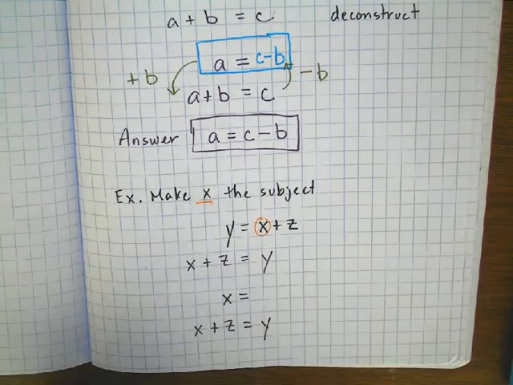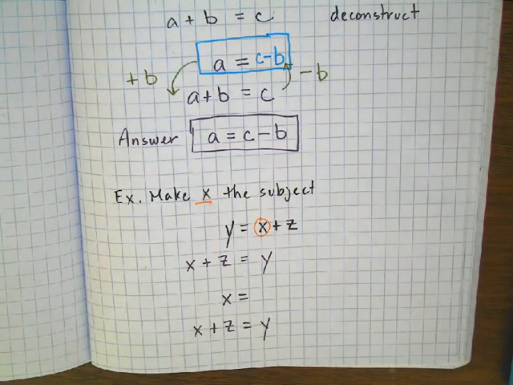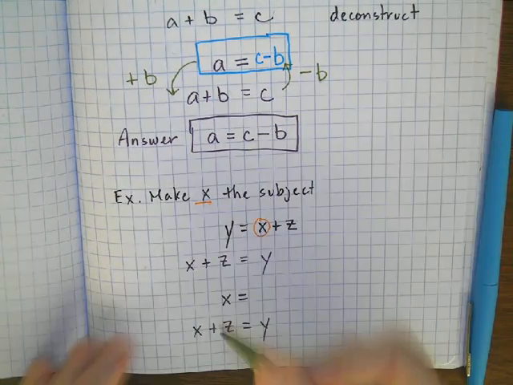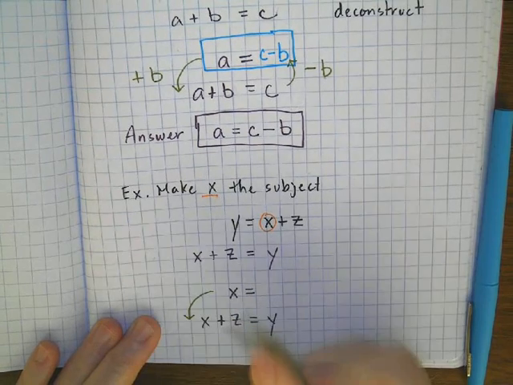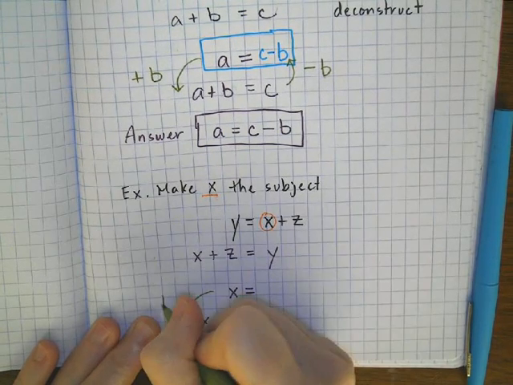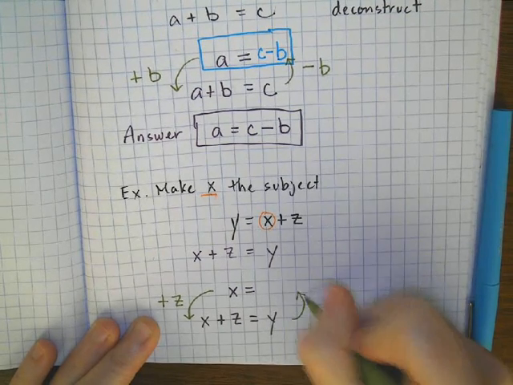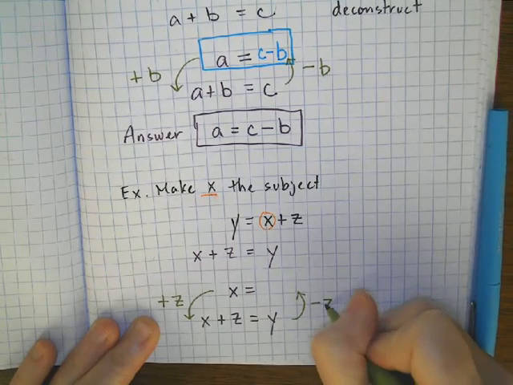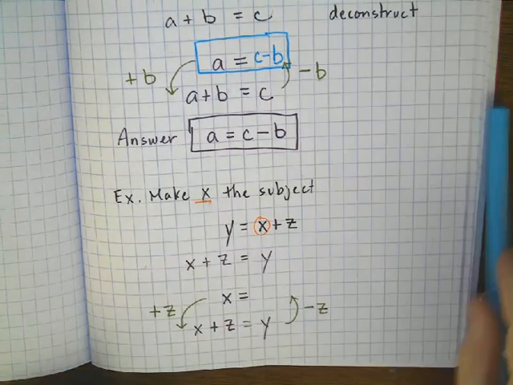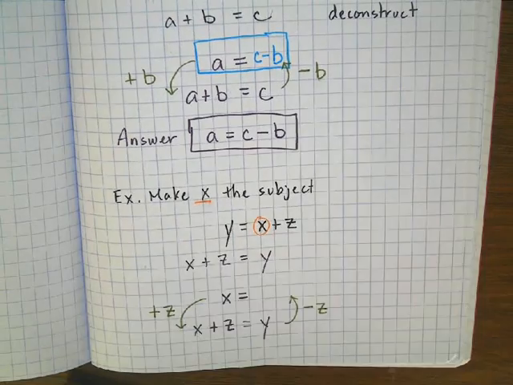And that's it. That's all that's happening. So how am I going to solve this? Well, what's happening to the x? The new thing is it's being added by z. So what's the opposite of adding by z? Minusing by z. So what's my answer? Y minus z.